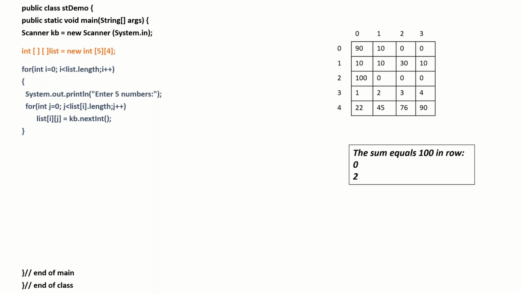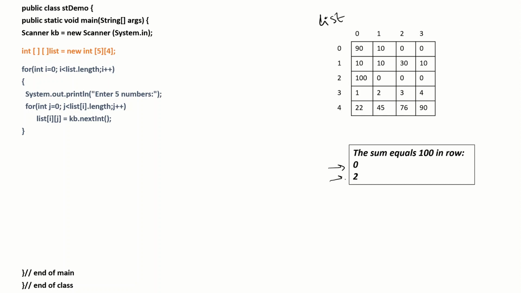So let's assume the array was created as follows. This is my array, and just like we said, my array is called list. I'm having 5 rows and 4 columns, and let's assume the data entry was done as follows. So if this was entered by the user, we expect the output to be as follows. We will mention that the sum equals 100 in which row?